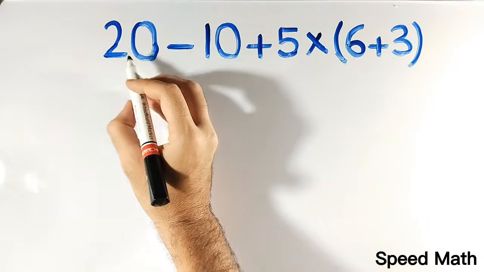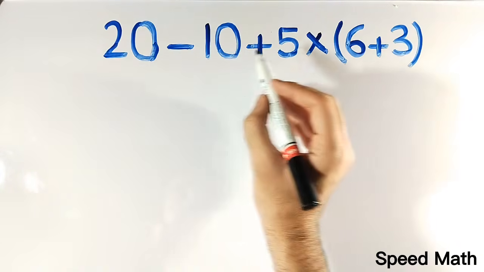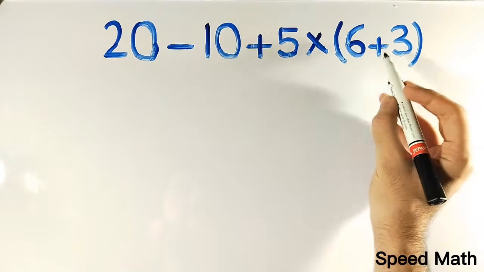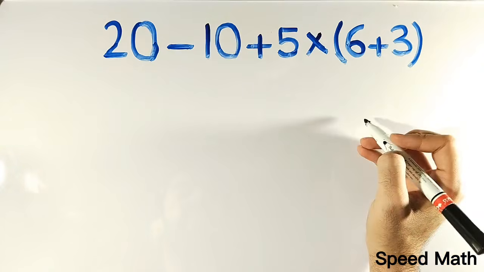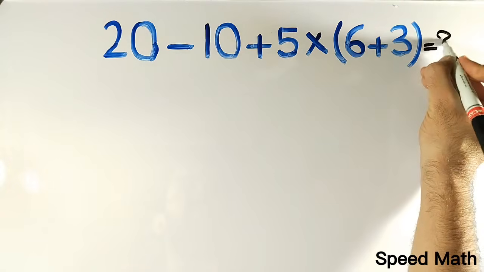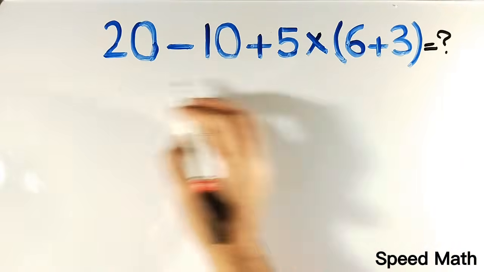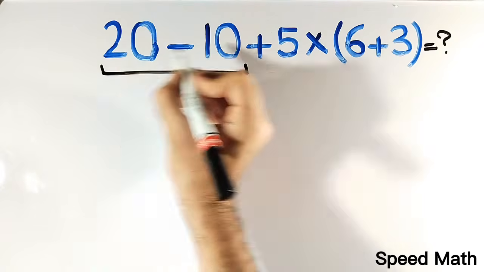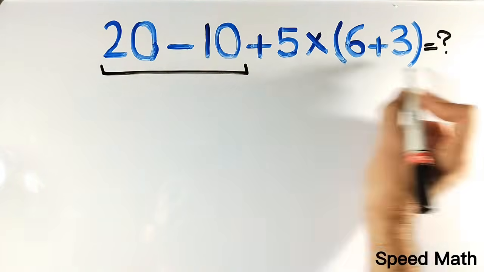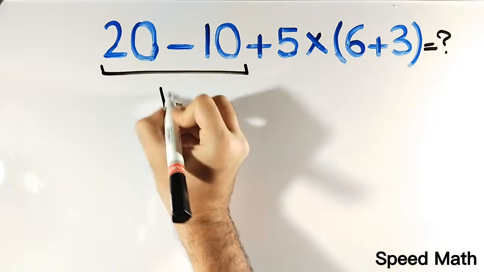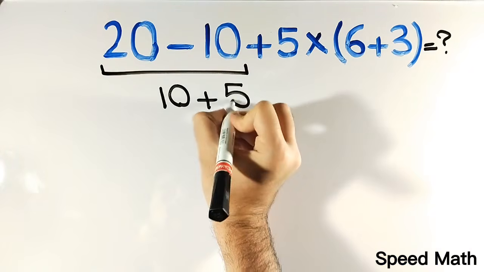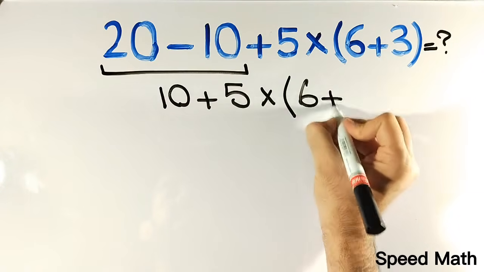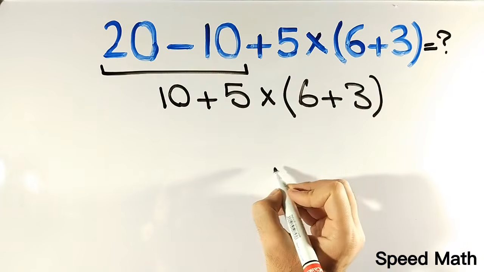If we have the expression 20 minus 10 plus 5 multiplied by open parenthesis 6 plus 3 close parenthesis, then what is the correct answer of this question? Many people, when solving this question, first go for the subtraction between 20 and 10. And instead of this expression, they write 10 plus 5 multiplied by open parenthesis 6 plus 3 close parenthesis.